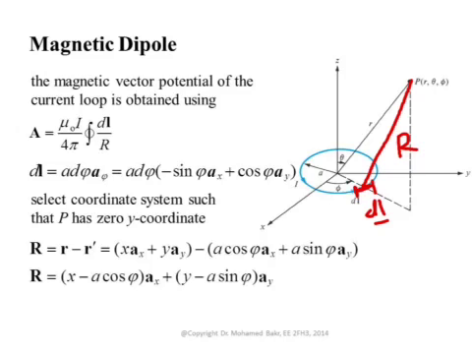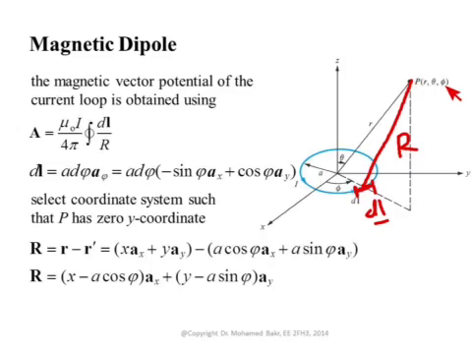dl is obvious here. dl is in the phi direction, and its value is a d phi. If the radius here is a, then this length here is a d phi in the phi direction. And because we'll be integrating, when you integrate a phi, as I explained earlier, you have to write it in terms of ax and ay, because ax and ay are not variable directions, they are fixed directions. We have talked about that before: a phi is equal to minus sine phi ax plus cosine phi ay.